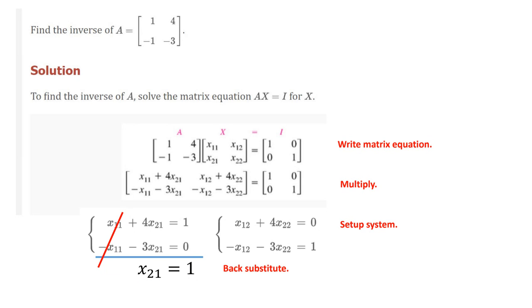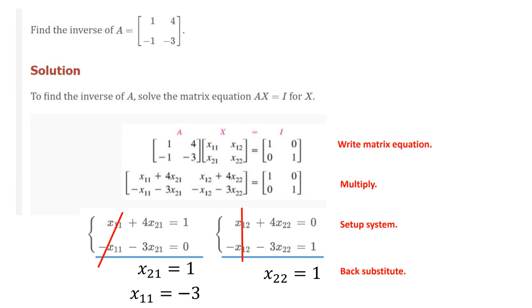And then we're going to go ahead and back substitute so that we can find our next number. And so if I plug in my x21 that I just found, so here I found x21 is 1. So I'm going to use the first equation, x11 plus 4, and instead of x21, I'm going to substitute the 1. And so I get a 4. And I'm going to subtract the 4 on both sides. So I end up with x11 is equal to -3.